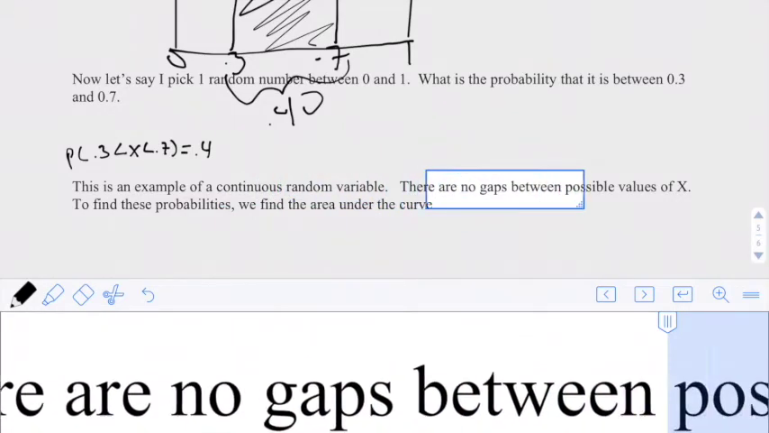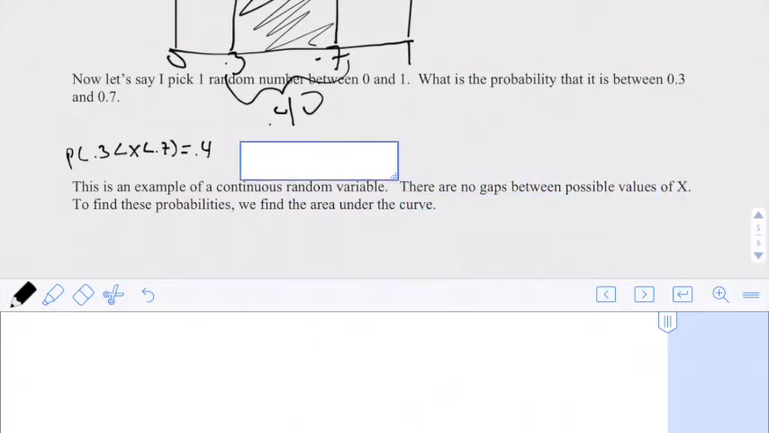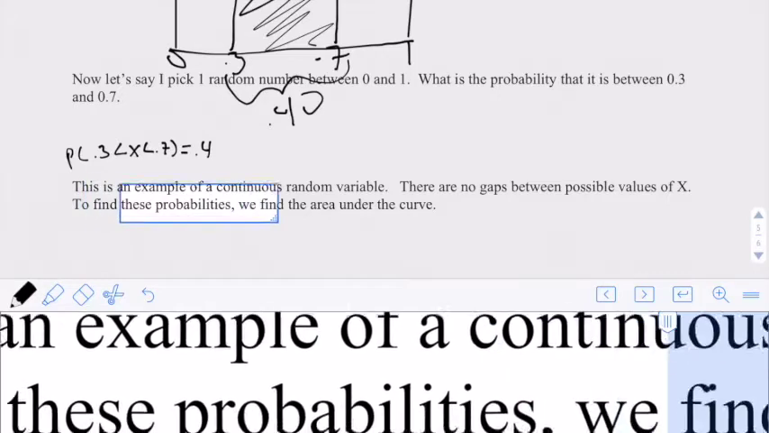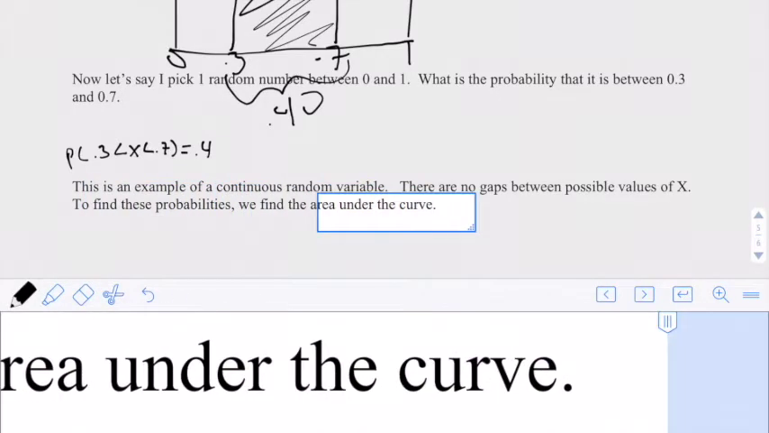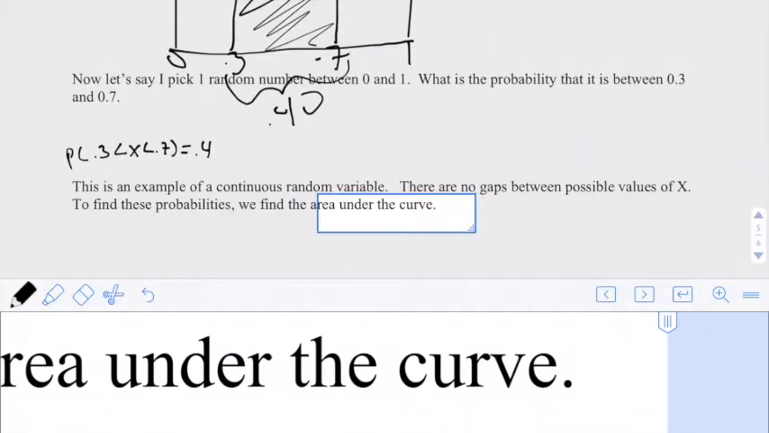So this is an example of a continuous random variable. There are no gaps between possible values of x. To find these probabilities, we find the area under the curve. Sounds like calculus, doesn't it, for you calculus people? But we're not doing any calculus in this class, but that's where it came from.